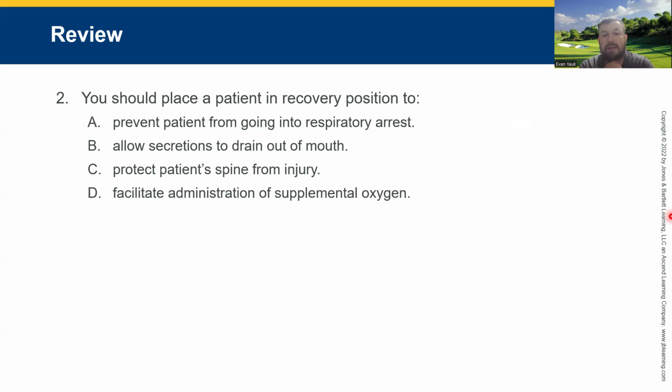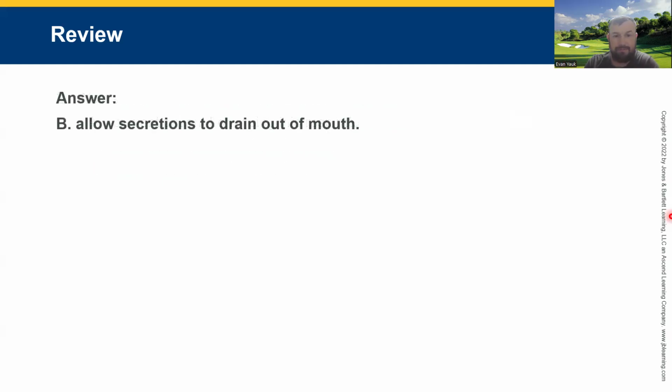You should place a patient in the recovery position to prevent the patient from going into respiratory arrest, allow secretions to drain from the mouth, protect the patient's spine from injury, or facilitate administration of supplemental oxygen. So we use the recovery position because they have a pulse and they are breathing. They're just unresponsive. So we put them in that position. Why? To allow secretions to drain, right? Remember, they're on their side. We prop them up with our tripod position or kickstand, if you will.